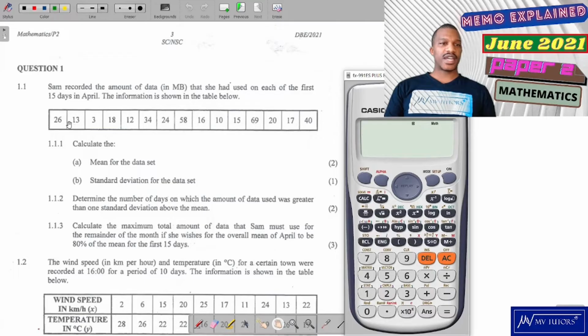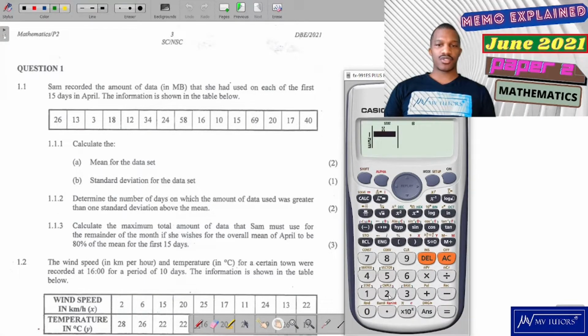So it says now the first data. So how you do this is you go to mode. We need the stat mode, which is number 3. So I'll press 3. And then from here we have one variable, as you can see, it's a table of 1. So we'll press number 1. And then we'll put in our data.